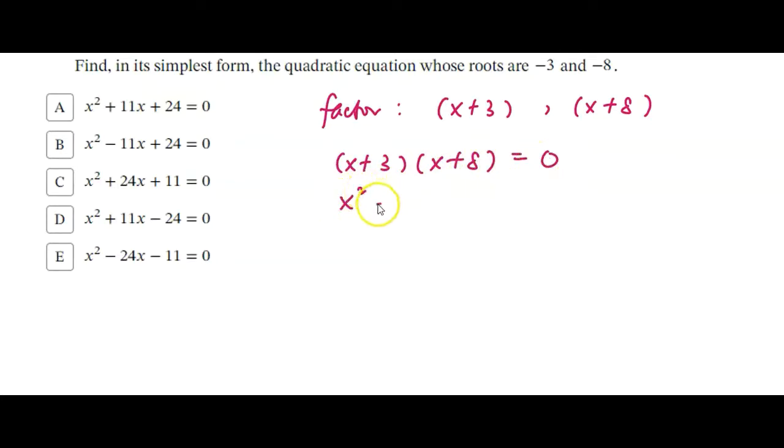I'm going to expand it. Plus 8x plus 3x will be 11x plus 24 equals 0. So the answer is, sorry, it's not B because of the positive 11. The answer will be A. Both are positive. x squared plus 11x plus 24 equals 0.